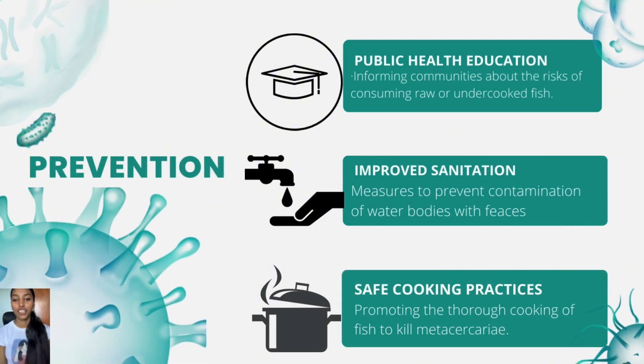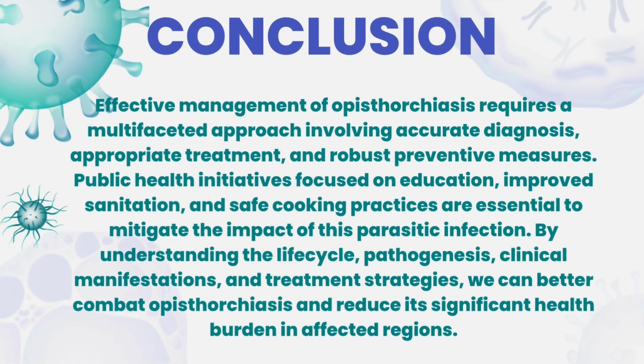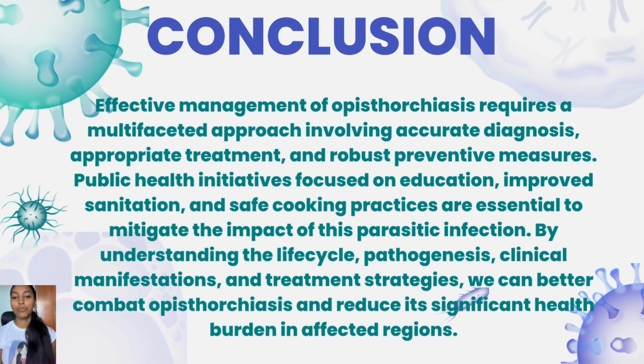So the prevention which can take place are public health education. People need to be educated about the sanitation and the risks of consuming undercooked or raw fish, improved sanitation. These are the measures to prevent this contamination of water bodies with feces, and safe cooking practices, promoting the thorough cooking of fish. To conclude, effective management of this Opisthorchis infection requires a multifaceted approach involving the proper diagnosis, its treatment, and its appropriate preventative measures.